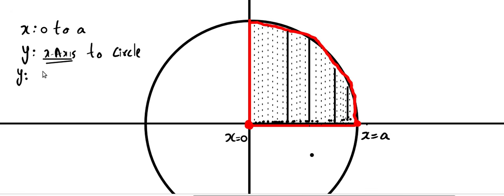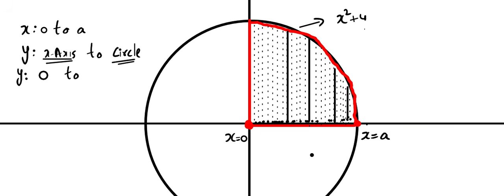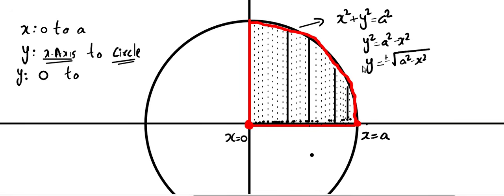Now the x-axis means y is equal to 0, and for the circle I have to extract the equation. It is x square plus y square equal to a square. So y square equals a square minus x square, and y will be root under a square minus x square. Actually it is plus or minus, but we are in the first quadrant, so I can write root a square minus x square. That's it, my friends. This is how we extract the limits from a given region.